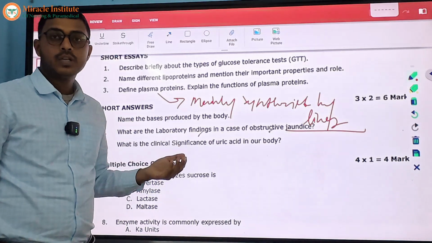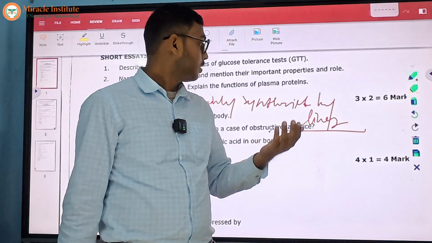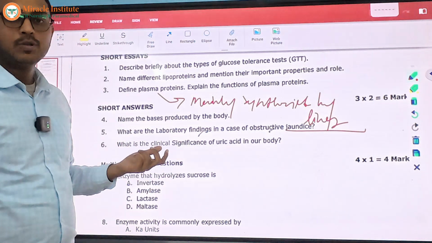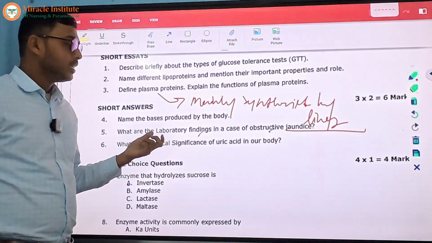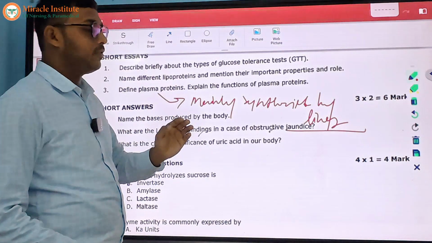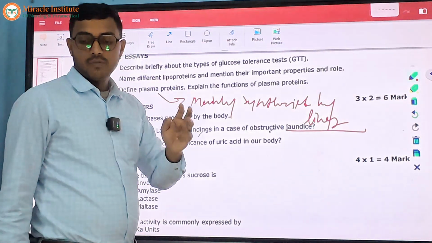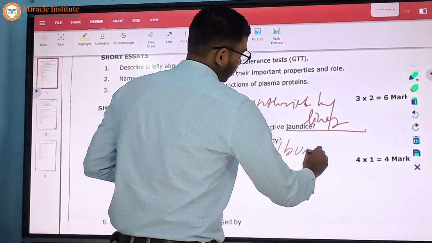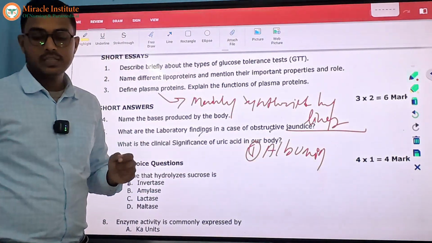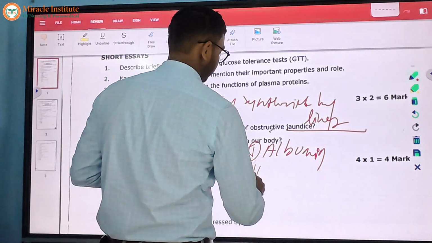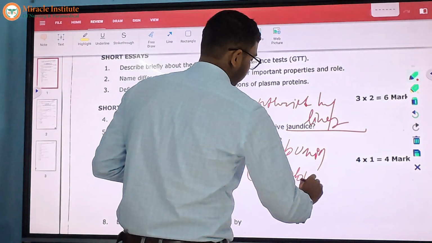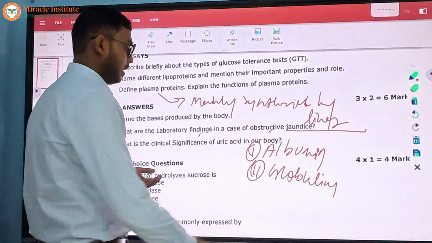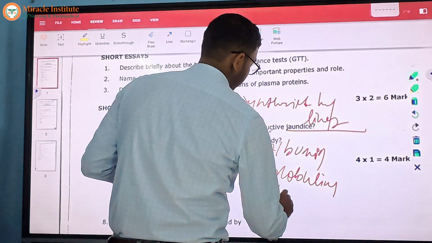The types of plasma proteins. Basically, there are albumin, fibrinogen, and globulin. There are 3 types; basically, we categorize them into 3. One is albumin, another one is globulin, and the other one is fibrinogen.